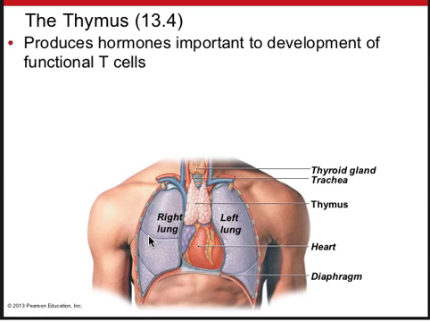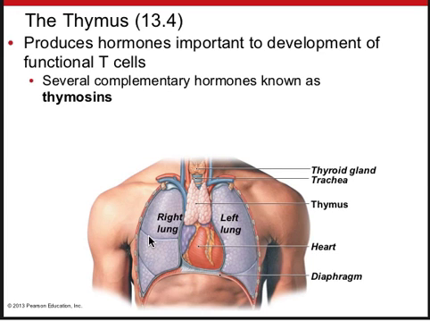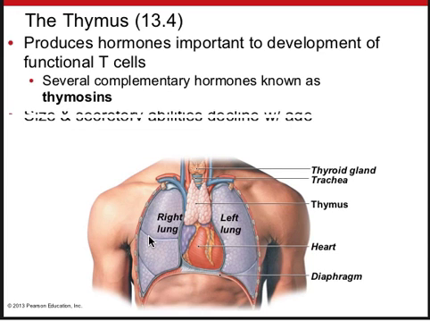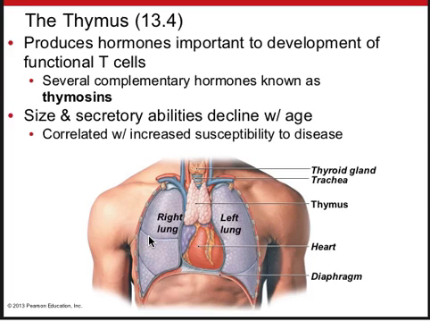The thymus is located behind the sternum and in front of the heart, and it produces hormones that are vital to the development of functional T cells. Several complementary hormones are known as thymosins. The size and the secretory ability of this lymphoid organ declines as we age, and this is correlated with an increased susceptibility to disease. But it's also a result of natural aging.